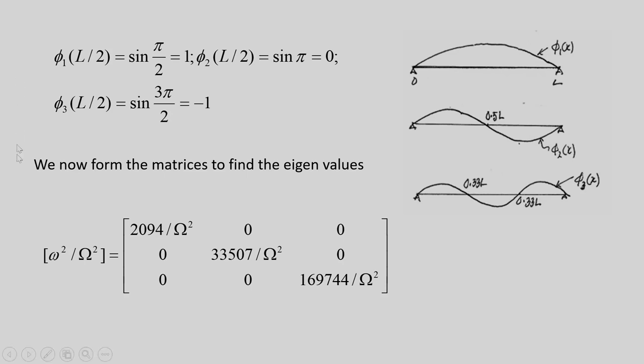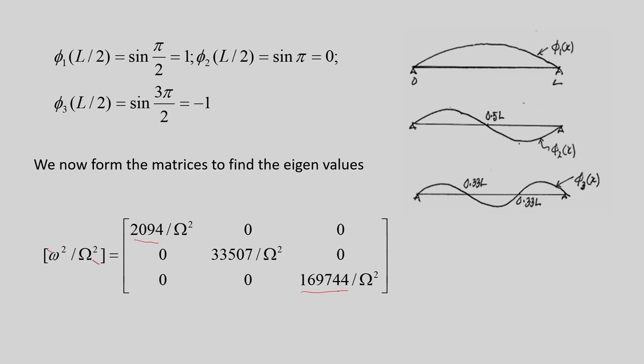Now we form the matrix omega square by capital omega square. This is a diagonal matrix that I discussed earlier. So it is now 2094, that is 45.7 whole square, then 33507, that is 183 square, and this factor, 169744, which is 412, the third natural frequency square.